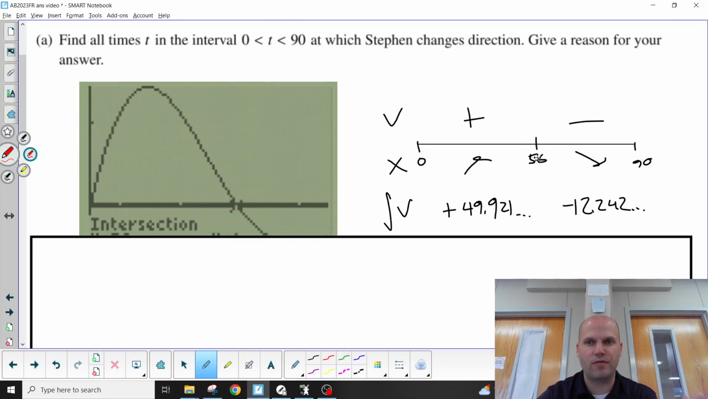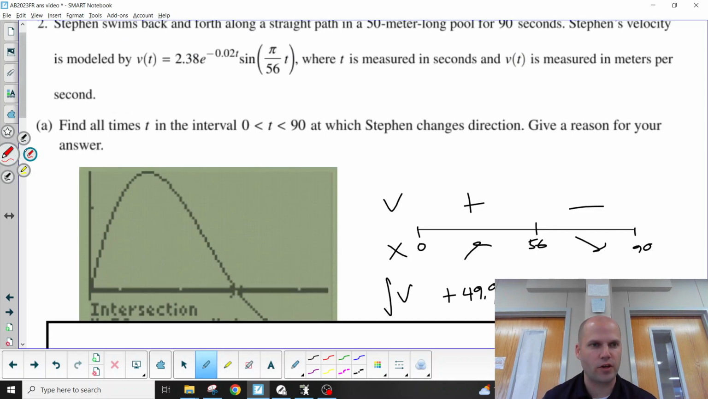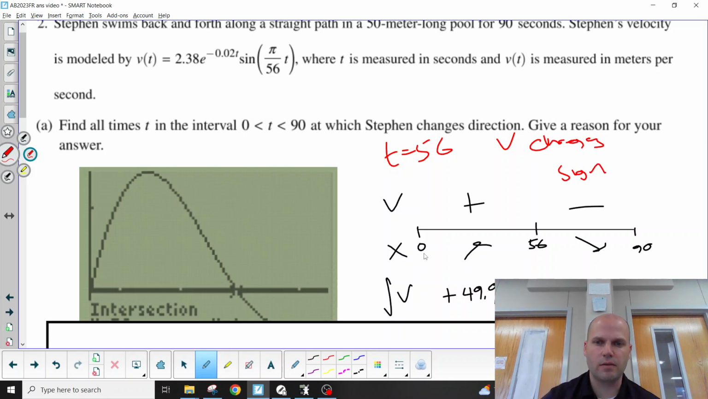Okay, I found that. 56, when velocity changes sign. That's your reason for your answer. T equals 56 because V changes sign. When V changes sign, position will change from increasing to decreasing. We change direction. But you just say V changes sign. This is probably worth 1 point, maybe 2.